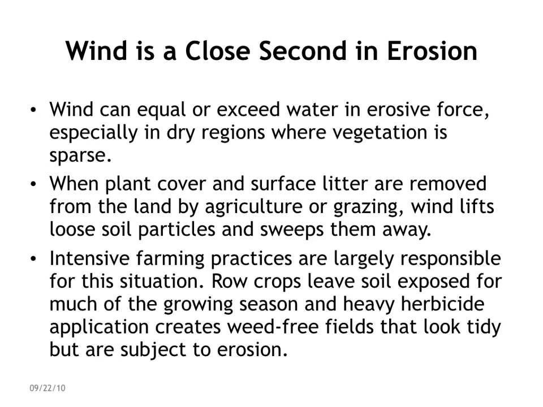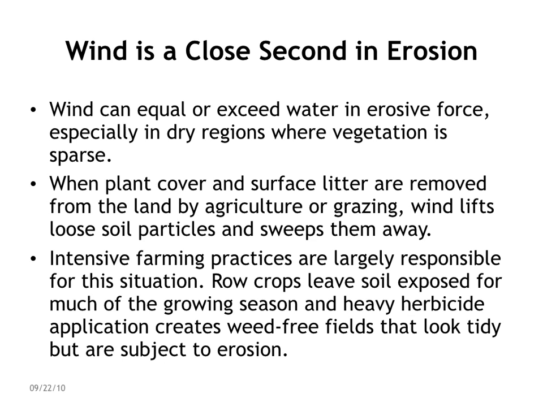When plant cover and surface litter are removed from the land by agriculture or grazing, wind lifts loose soil particles and sweeps them away. Intensive farming practices are largely responsible for this situation. Row crops such as corn and soybeans leave soil exposed for much of the growing season. Deep plowing and heavy herbicide applications create weed-free fields that look tidy but are subject to erosion.